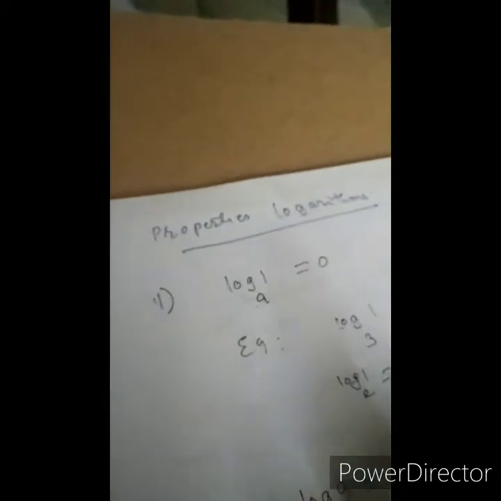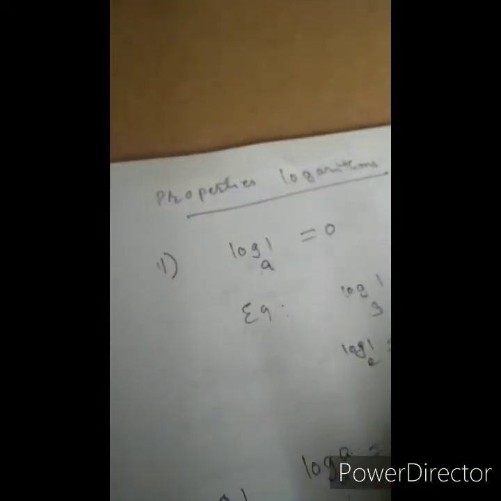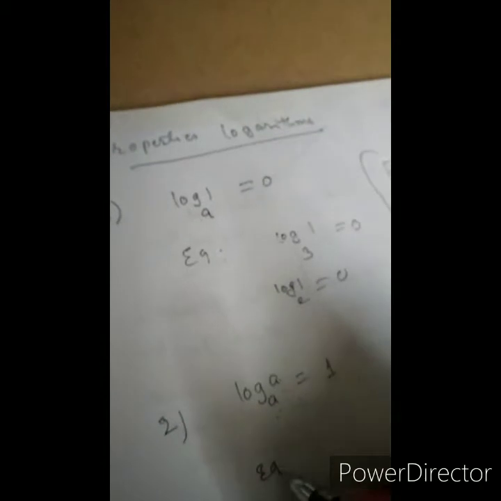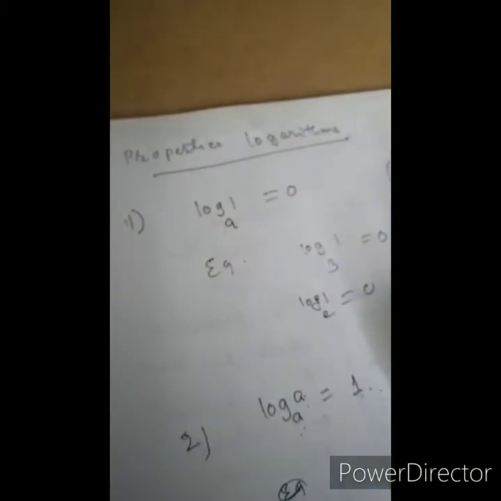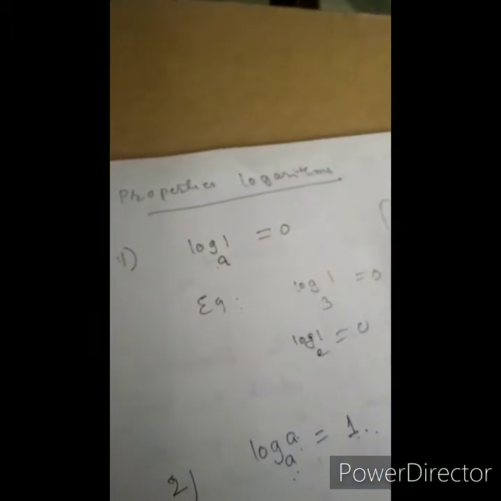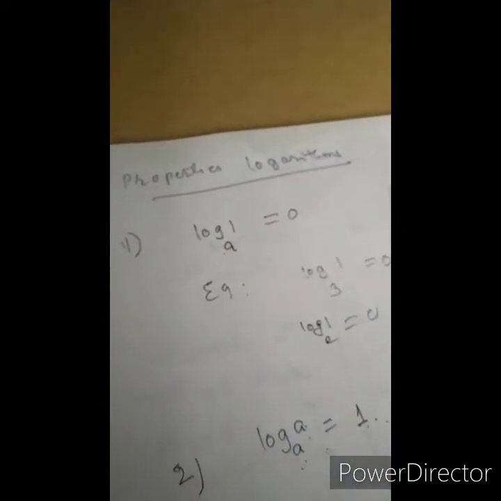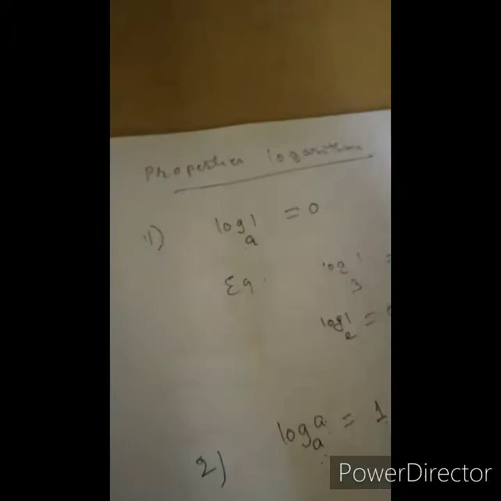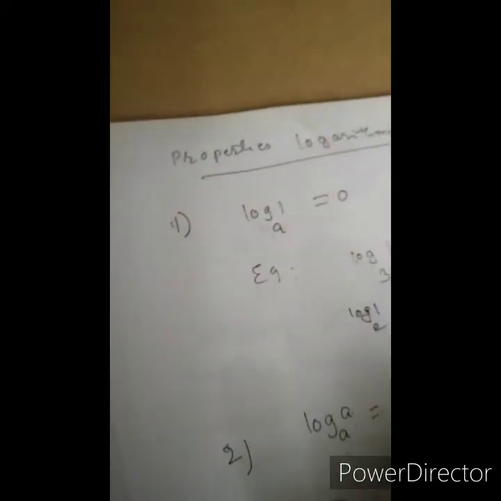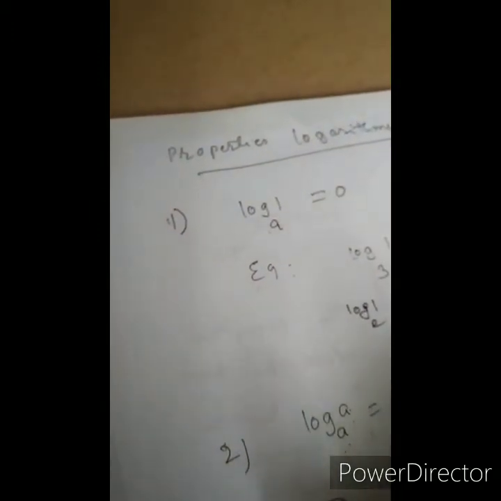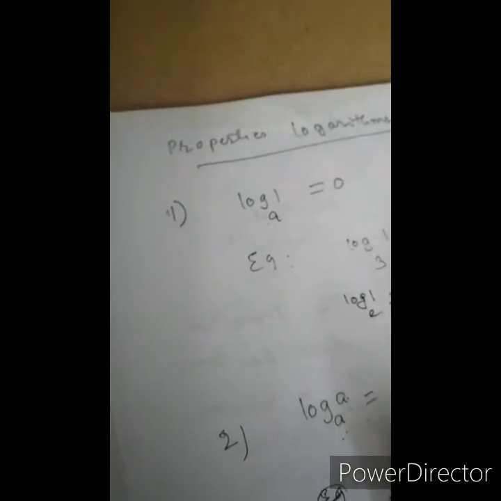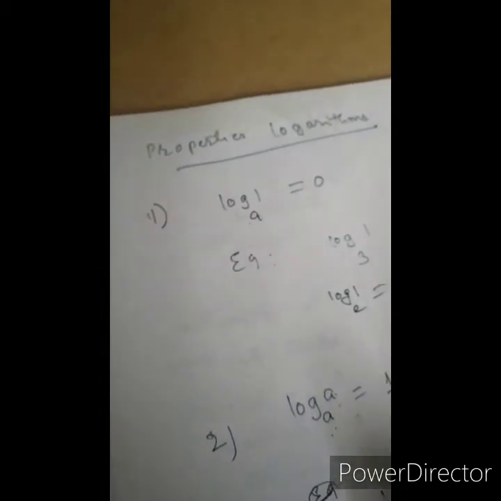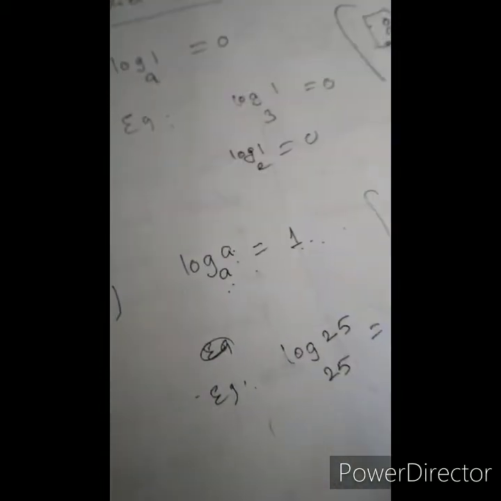Here log a to the base a equal to 1, where a is any number. Why does it become 1? Because if you apply the definition of logarithm here, a power 1 is always equal to a. So that's why its value is equal to 1. For example, take logarithm of 25 to the base 25, whose value is equal to 1.